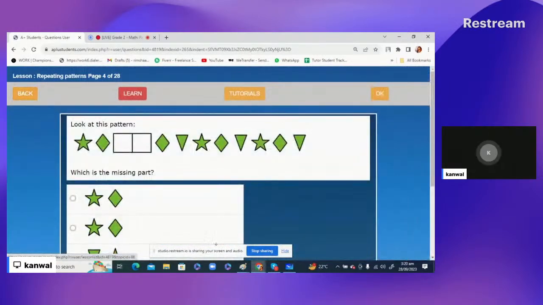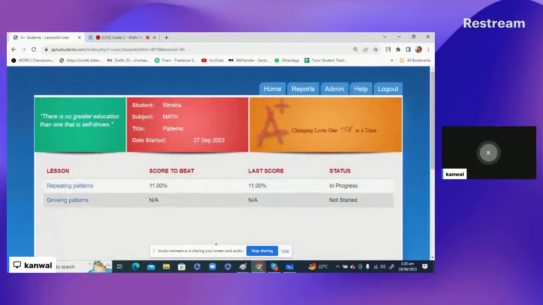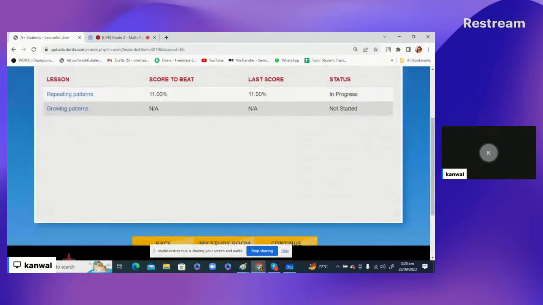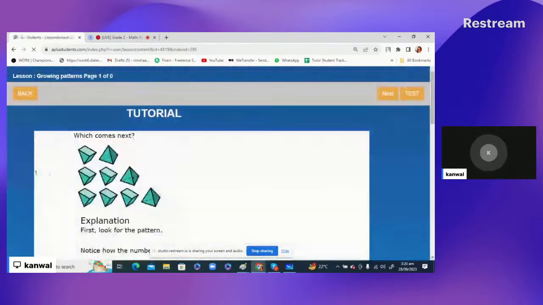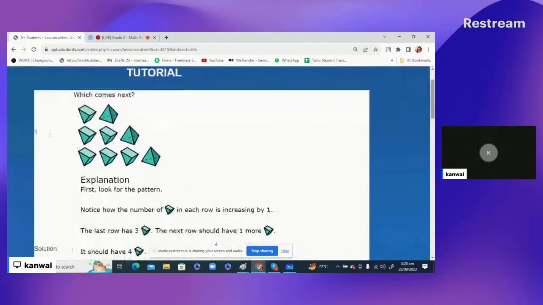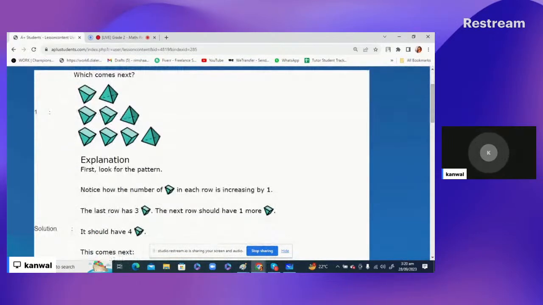All right, so now the remaining part you guys solve. Let's do the next, growing patterns. For the growing pattern, which comes next? First of all, we just need to check the pattern. Look here, these are the pattern.